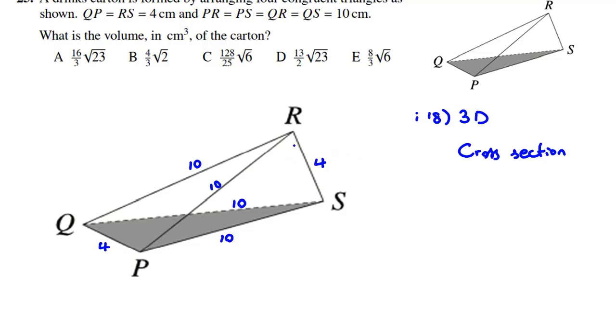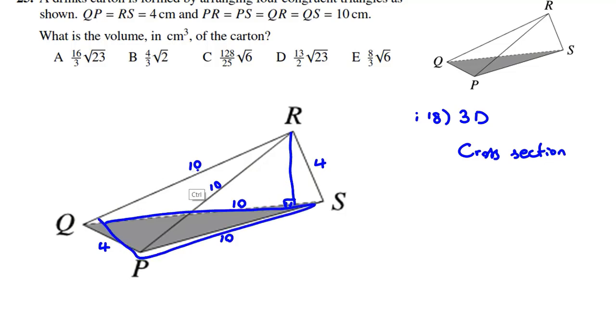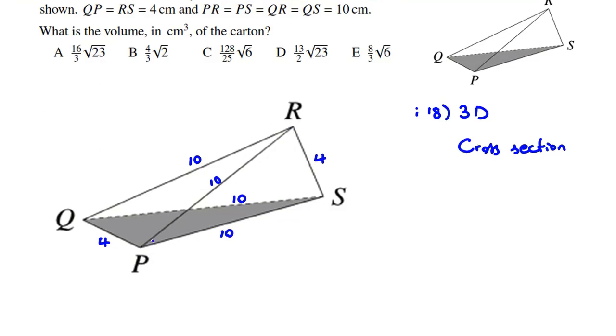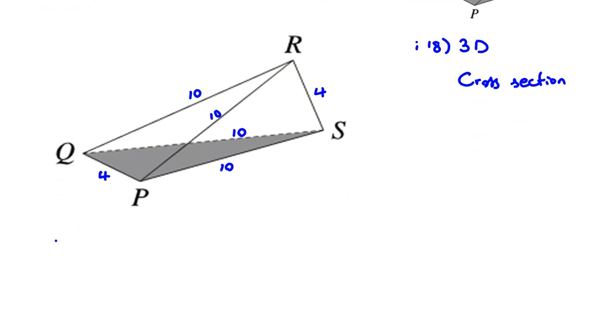So here, when we want to calculate this volume, because R is connected to all other vertices, we can calculate the height times this area over 3. The formula is this, okay? So if you want to find height, so area is easy. Area of QPS is easy.